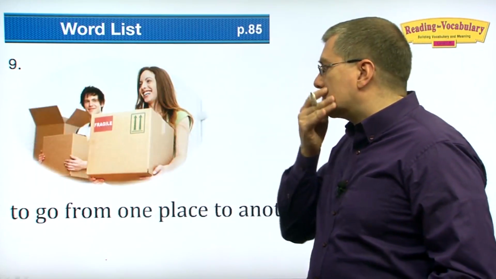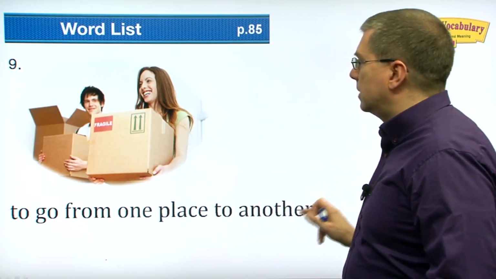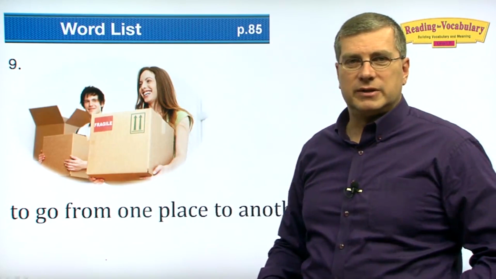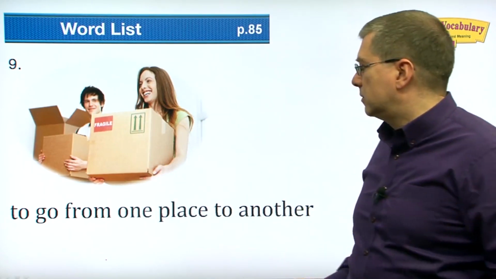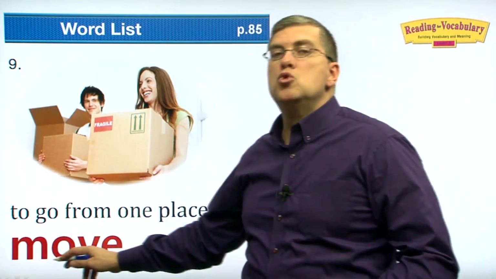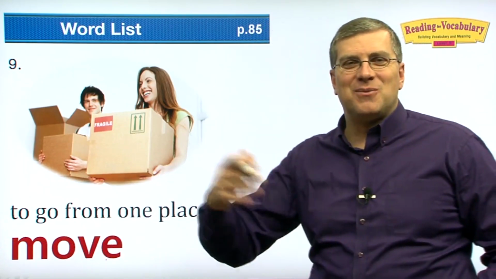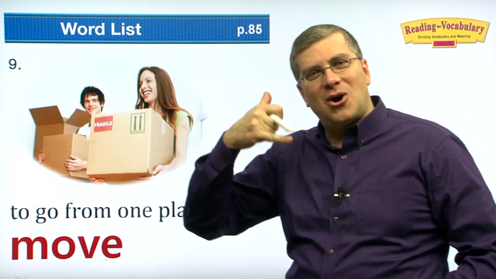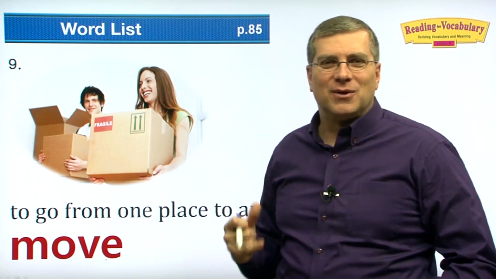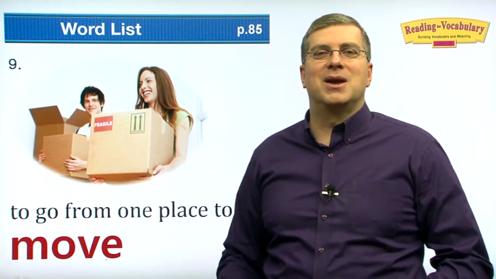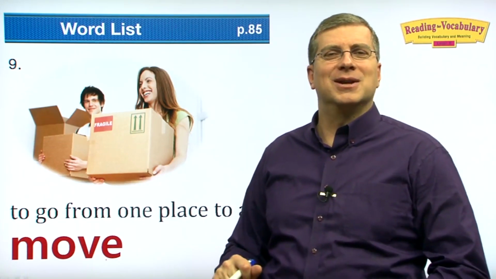Next one is 9. To go from one place to another. So what are these people doing? They're putting their stuff in boxes. They're going from one place to another. They're moving, right? Isa, right? You're moving from one place to another. So you call 2424 for the company that will help you move from one place to another. I think you say isa in Korea, right?